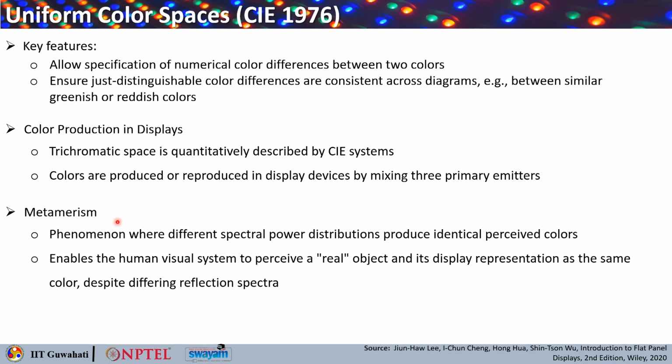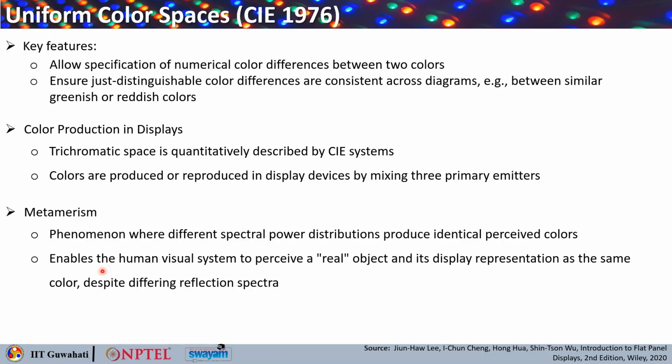Then there is metamerism. This is a phenomenon where different spectral power distributions can produce identical perceived colors. This enables the human visual system to perceive a real object and its display representation as the same color, despite their reflection spectra looking very different. That is called metamerism.